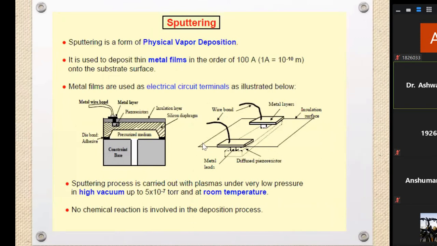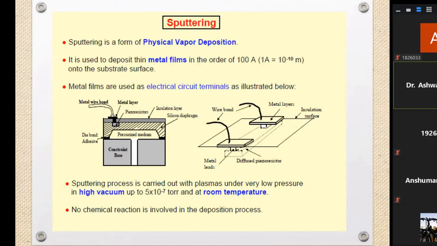So the next method is physical vapor deposition. Its name is sputtering. Sputtering is a form of physical vapor deposition. Sputtering is a process often used to deposit thin films, on the order of 100 angstrom, on the substrate surface.